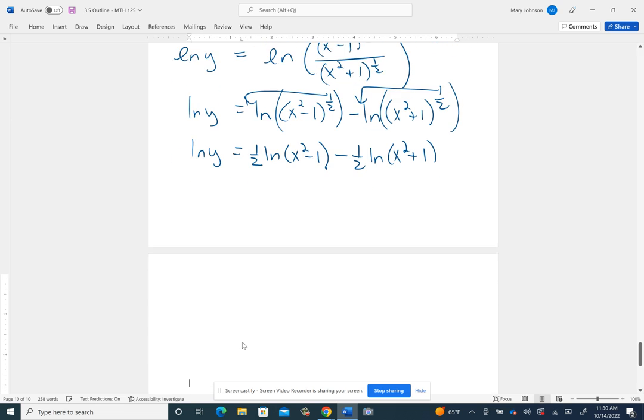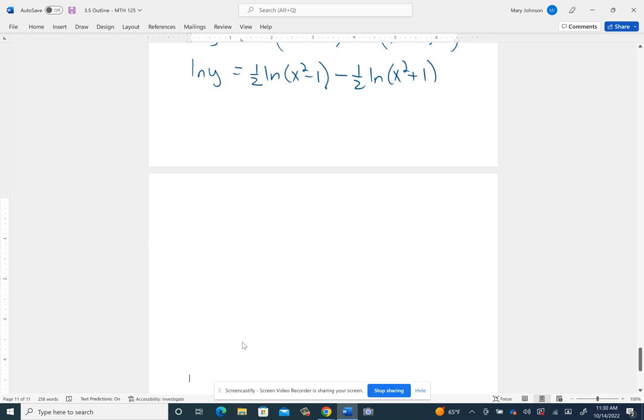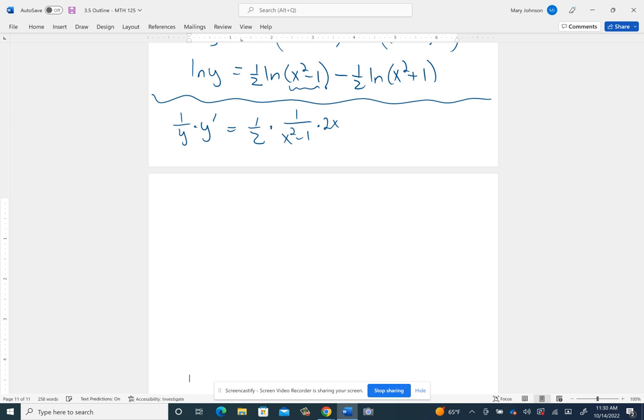All right, so at this point, I'm ready to now come in and do the derivative. Okay, so now I'm going to do the derivative of the left side. So 1 over y times y prime. Here, bring down the 1/2. Do 1 over x squared minus 1 times the derivative of the inside. Bring down the 1/2, multiply by the derivative of the natural log of x squared plus 1, which is 1 over x squared plus 1 times the derivative of the inside.